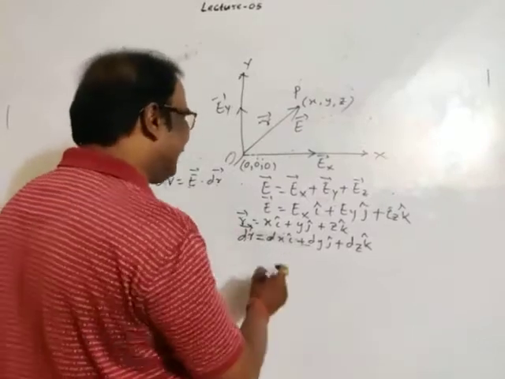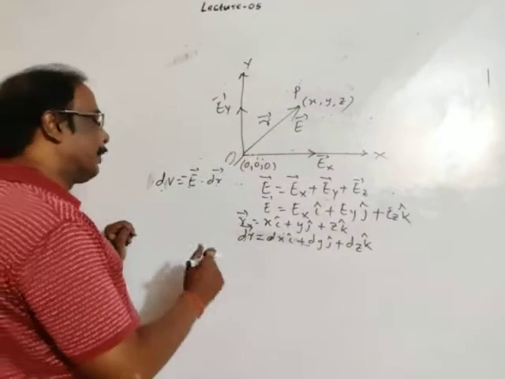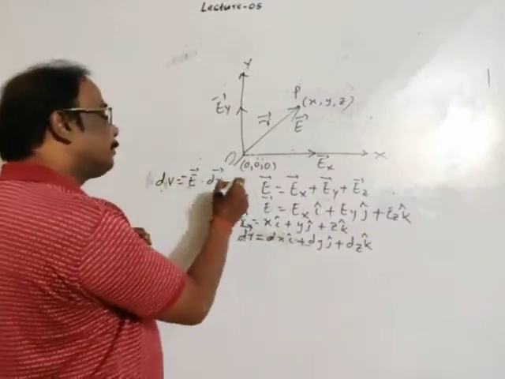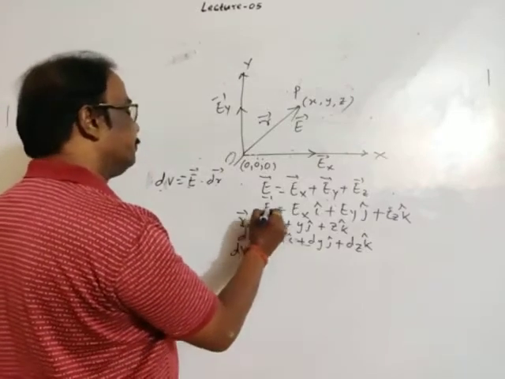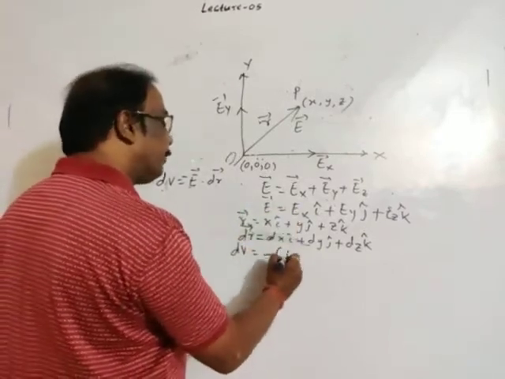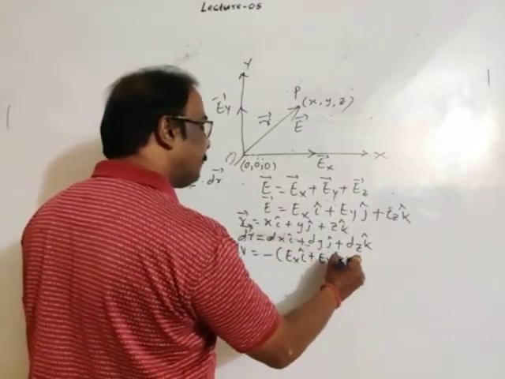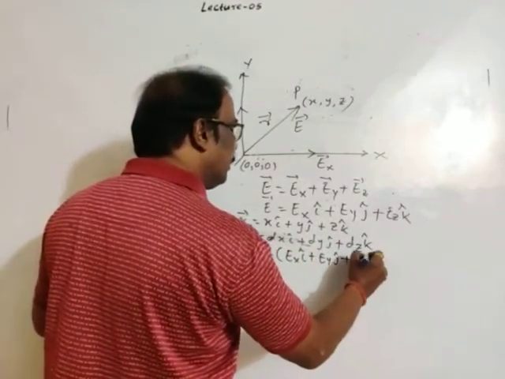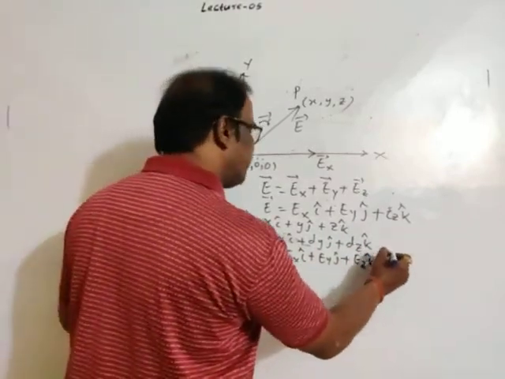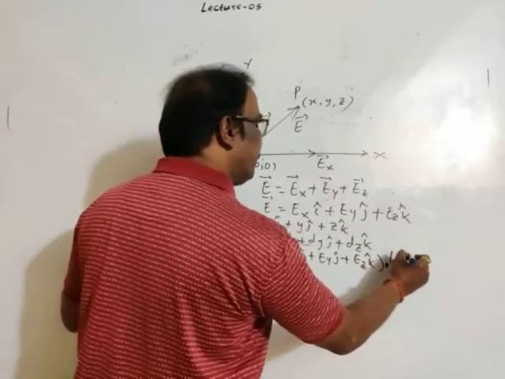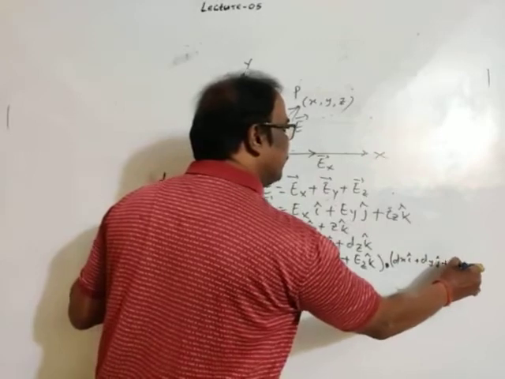dr is equal to dx i cap. Okay. This is minus. dV is equal to minus E dot dr. So here dV is equal to minus E. In place of E, we will write Ex i cap plus Ey j cap plus Ez k cap, dot dr. In place of dr, we will write dx i cap plus dy j cap plus dz k cap.